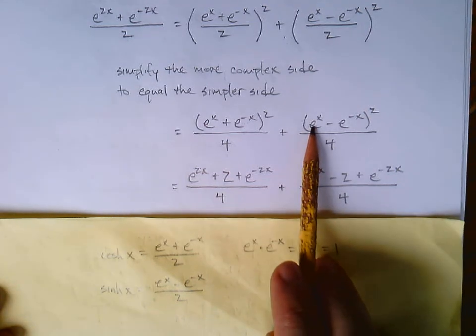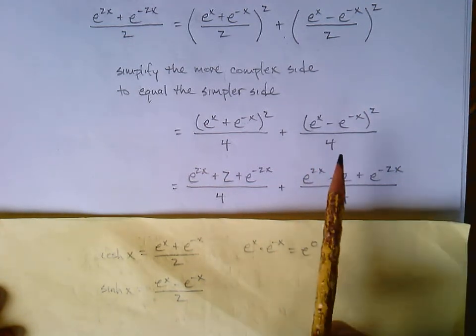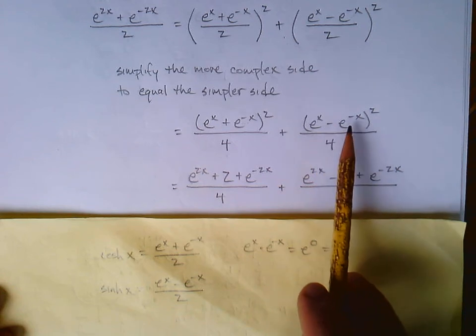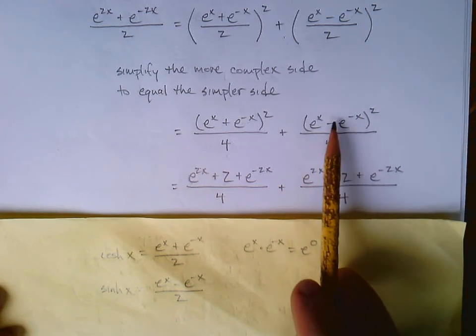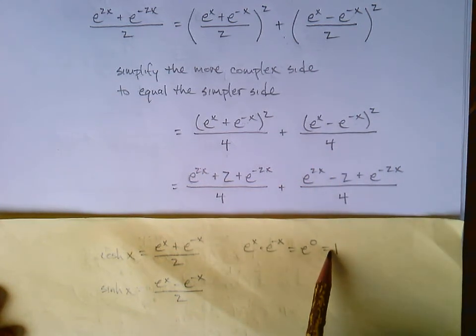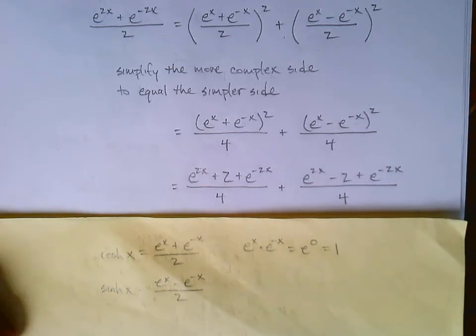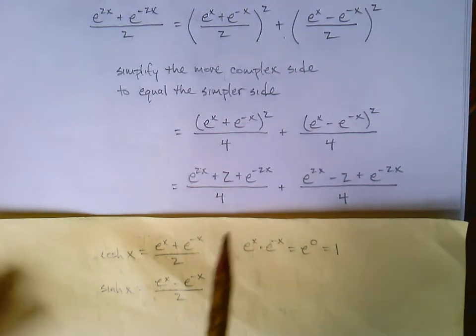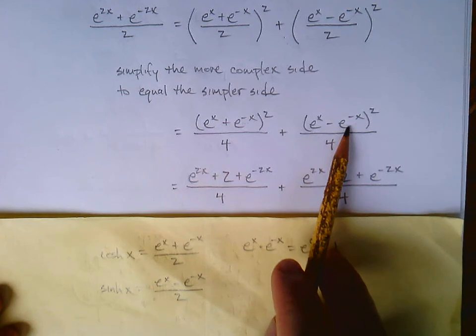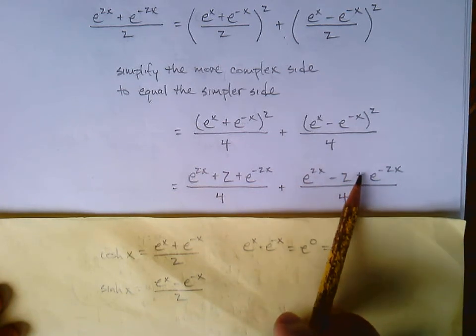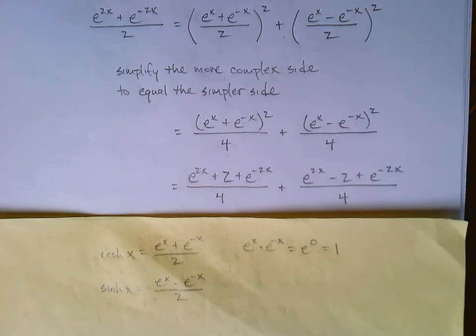So we've got e to the x times e to the x. Well, we've got the e to the 2x again. We've got e to the x times negative e to the negative x. Well, then that would end up being negative 1, and that happens twice for the middle terms, so we have a negative 2 there in the middle. And then finally, negative e to the negative x times negative e to the negative x is positive e to the negative 2x. And of course, it's all over 4. And there's the right side all squared out.